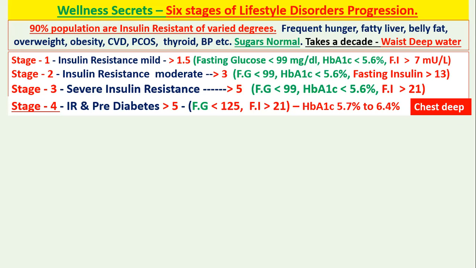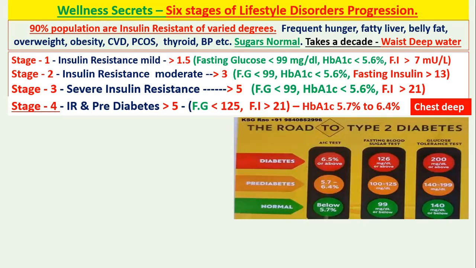This is a stage where the water has already come up to your chest. This is the time for alarm bells to be ringing, and we should change our lifestyle. What is stage 5? Look at these parameters. As I explained to you, pre-diabetes is 5.7% to 6.4%, and above 6.5% is diabetes.